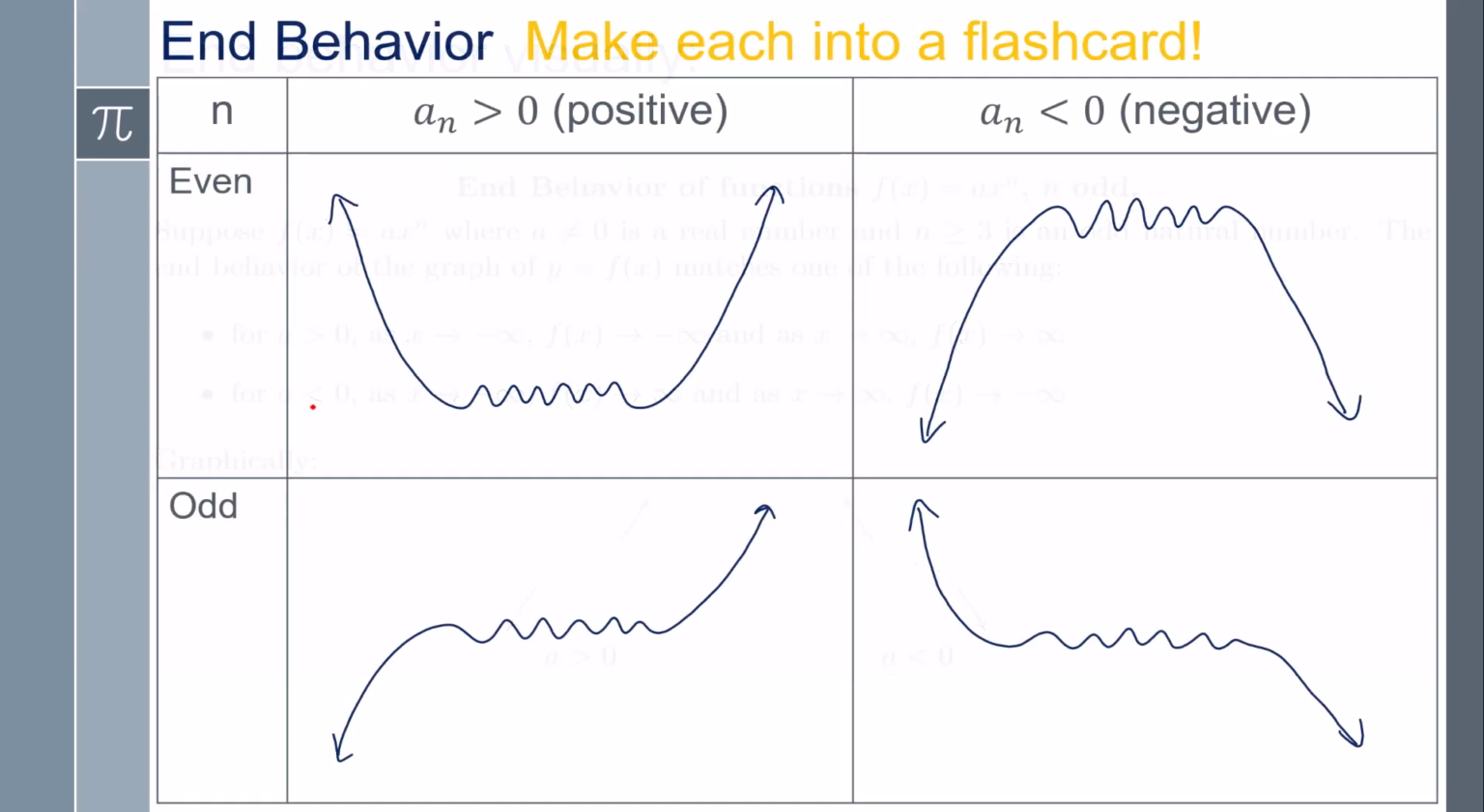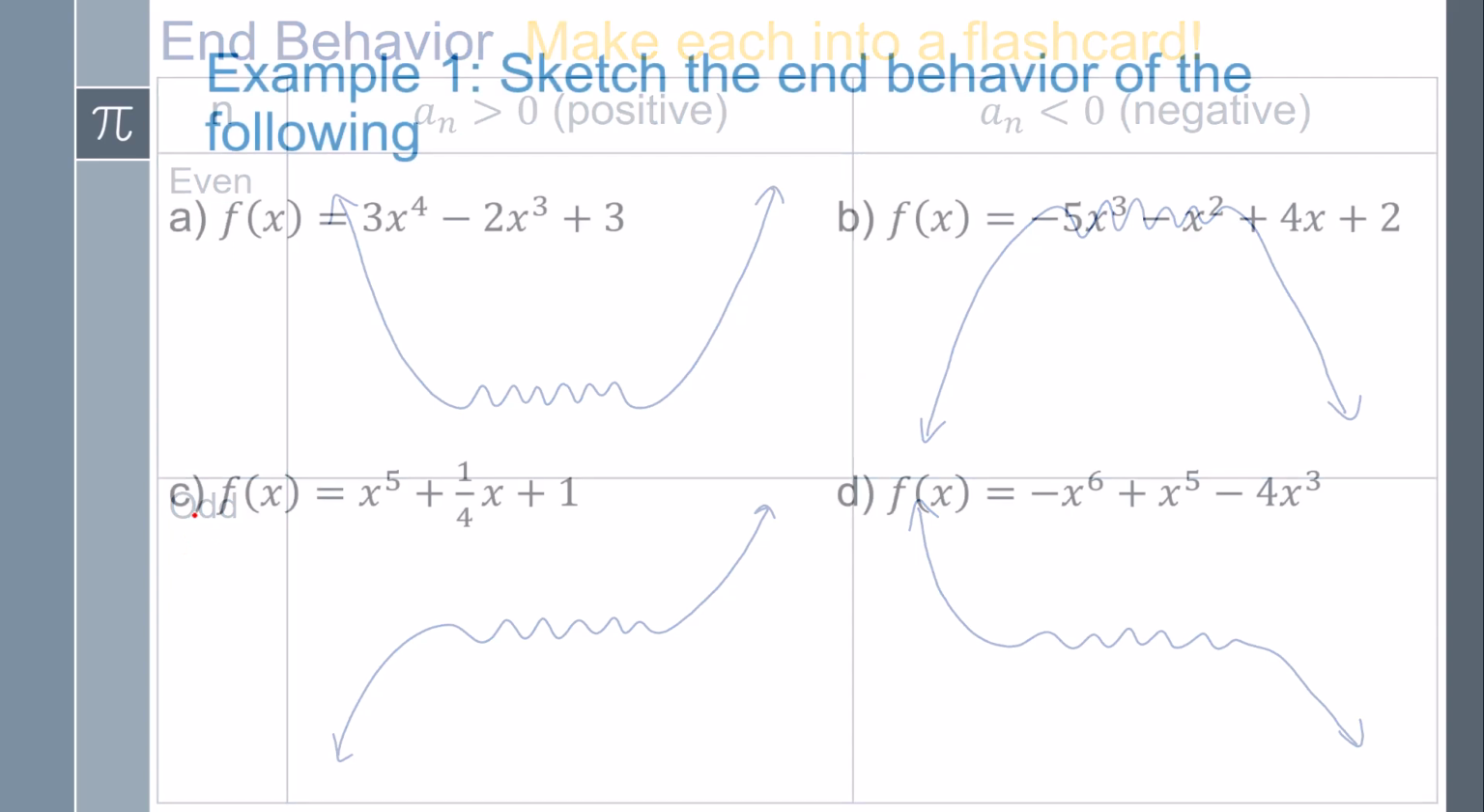Now, I put these together in a chart for you. This is something that we should flashcard so that we can memorize. This is what we want to write down, this chart right here. And so we just need to check for two things. We need to check to see if our leading coefficient is positive or negative, and is our degree even or odd? If we know those two things, we can construct our end behavior.